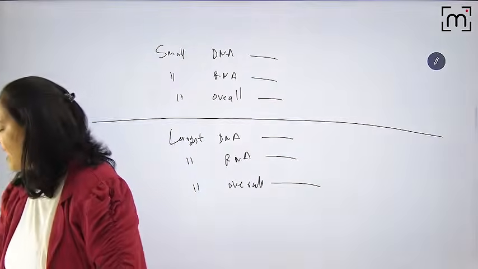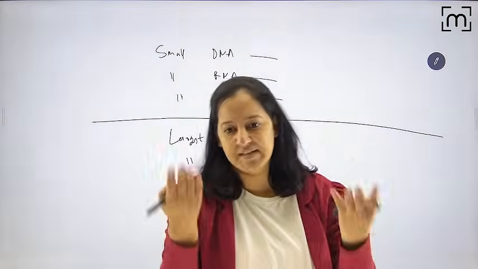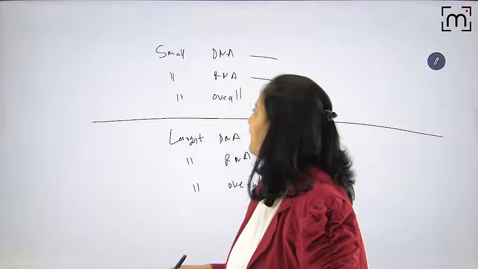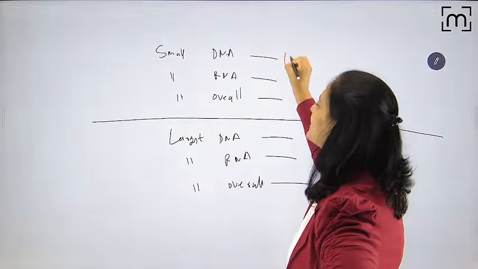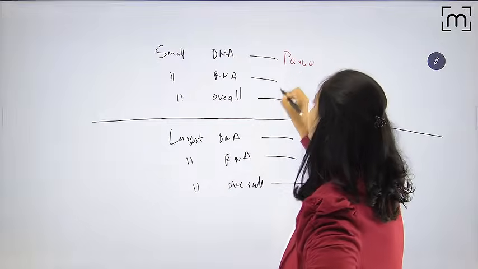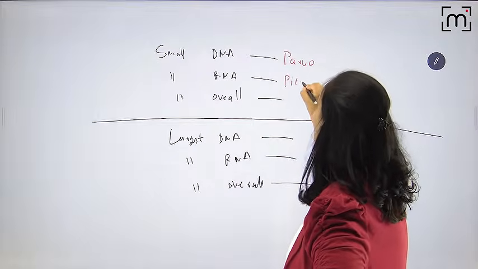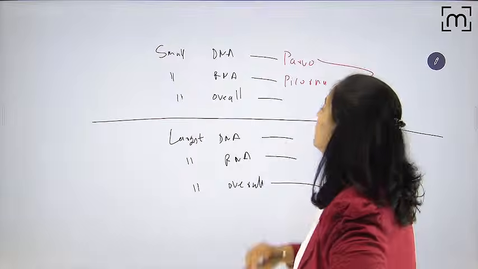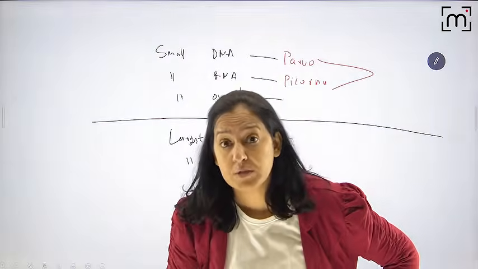Fast. You have to be fast enough. Fast and accurate. Everyone please answer. So, smallest DNA is the cute little girl born today. Parvo. Smallest RNA: picoRNA, Picorna. Compete them. Who will win in the competition? Who's smaller?